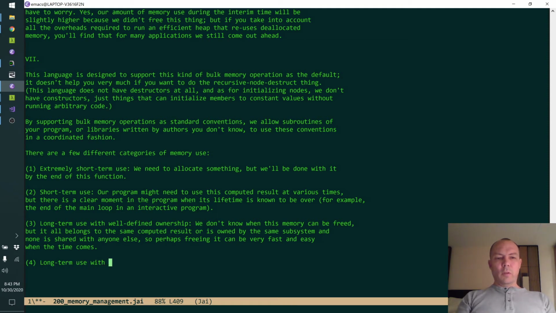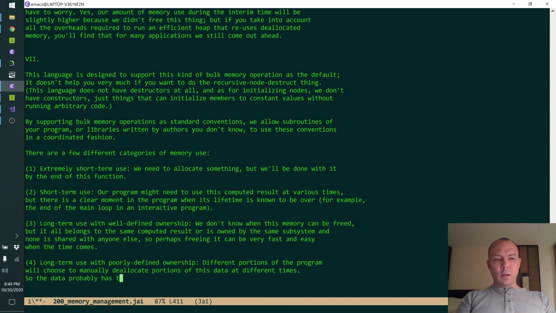4. Long-term use with poorly defined ownership. Different portions of the program will choose to manually deallocate these things at different times. Portions of this data at different times, so the data probably has to be separately allocated and separately deallocated as you would be used to from C++.